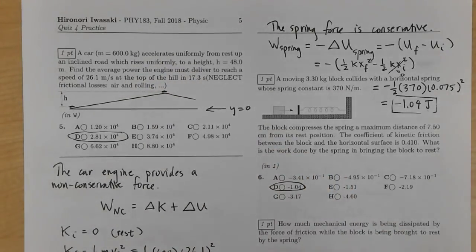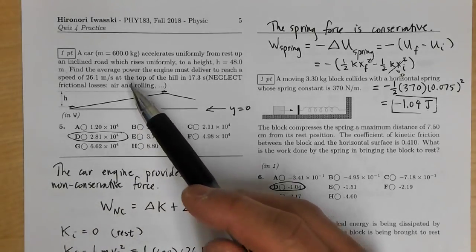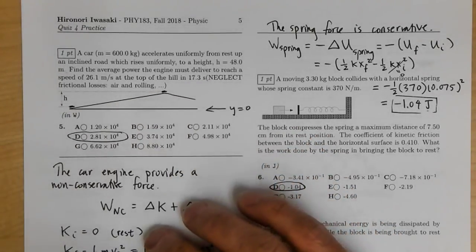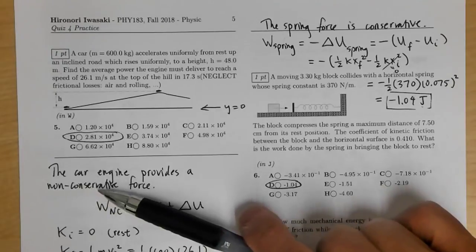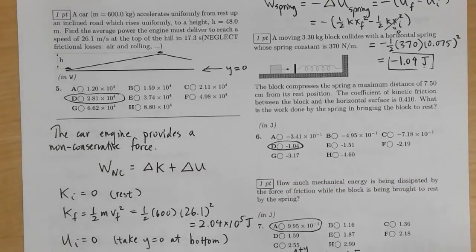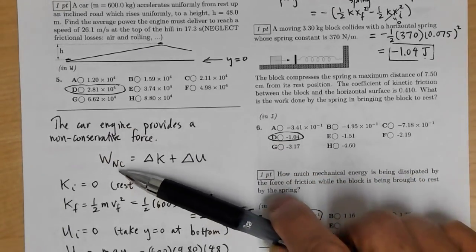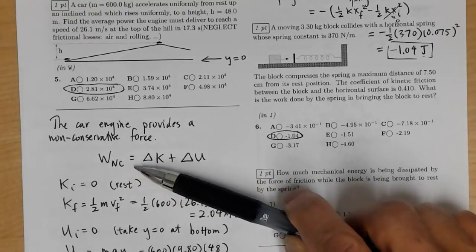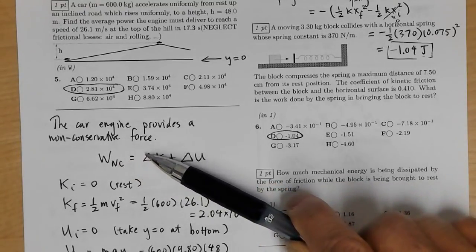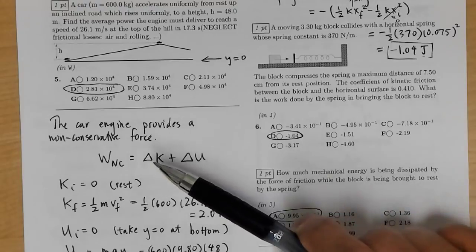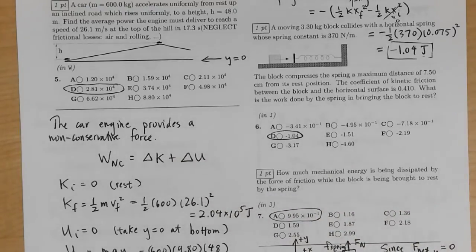Okay, so let's try to dissect this. They want power, but in order to get power, they give us time, so we need to figure out work. So the first step is to figure out how much work does this engine deliver. This engine is not gravity or a spring, so we're going to treat it as a non-conservative force, because it is. The work done, WNC, for non-conservative force, is equal to the change in the mechanical energy. The mechanical energy is kinetic plus potential, so we have the change in kinetic plus change in potential.